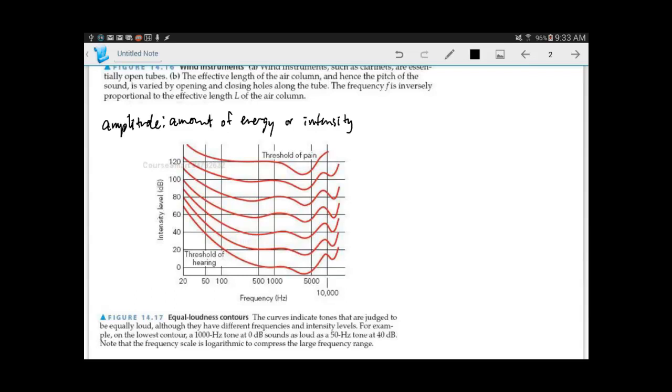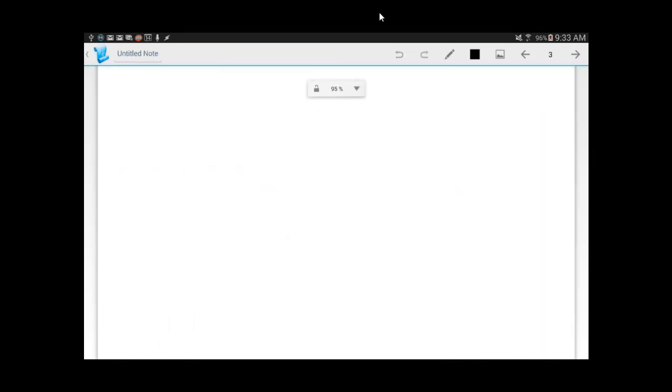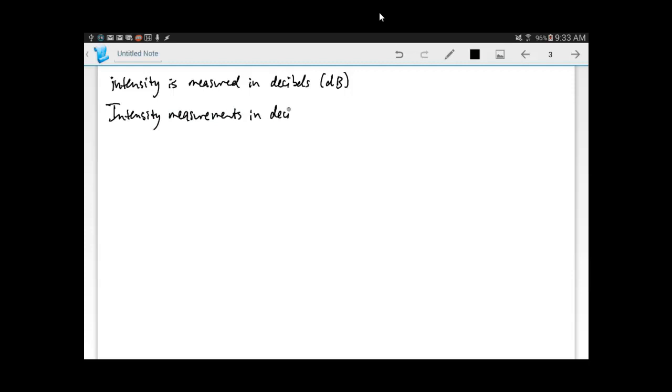So when we talk about intensity, how is intensity measured? Well, the intensity is measured in decibels, abbreviated as dBs. So this is a measurement of the energy that the sound wave has. Now, decibels in and of themselves are meaningless without some sort of basis for comparison. So intensity measurements in decibels require a basis for comparison.